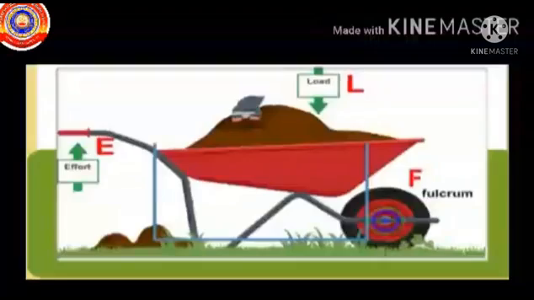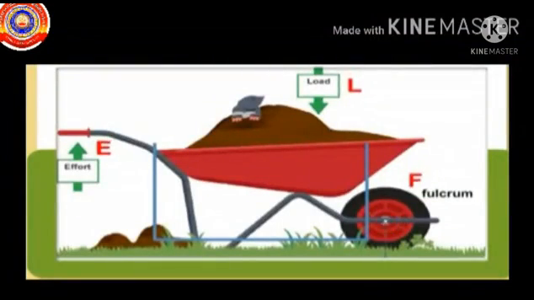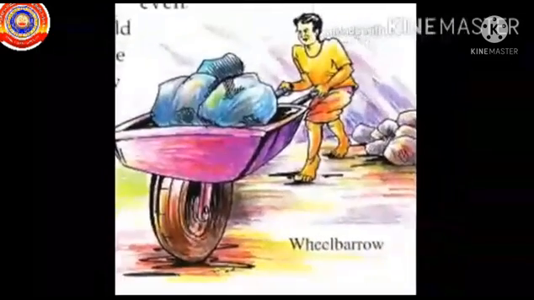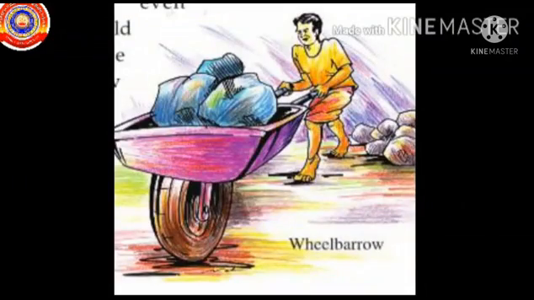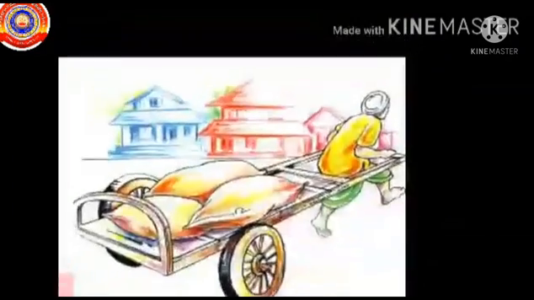Look at the picture of a wheelbarrow. This wheel helps to move heavy loads. The wheel of the wheelbarrow turns on a rod that acts as an axis. This makes our work easier.